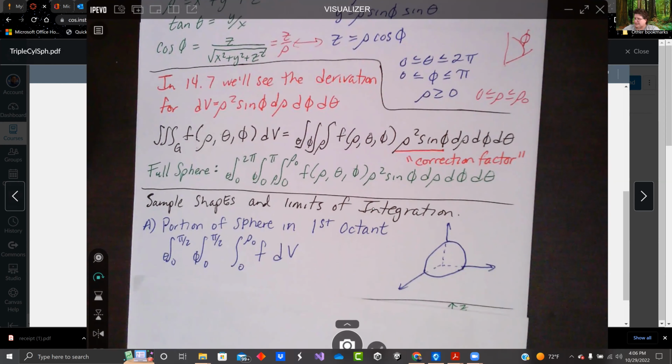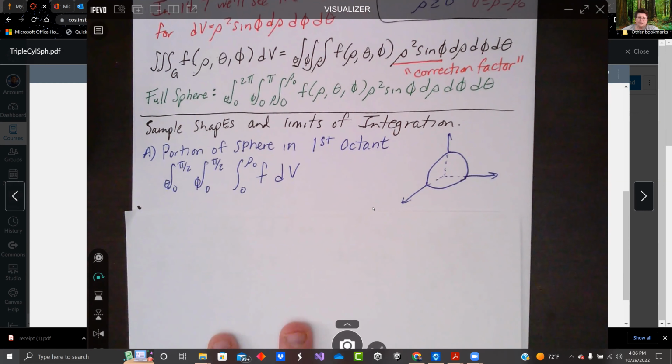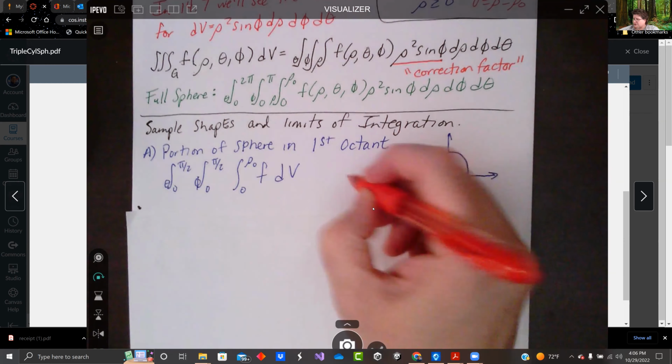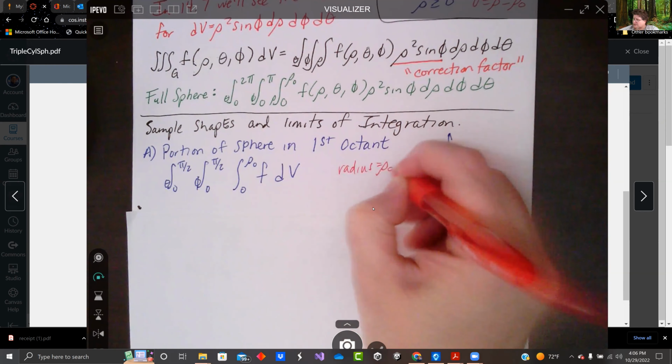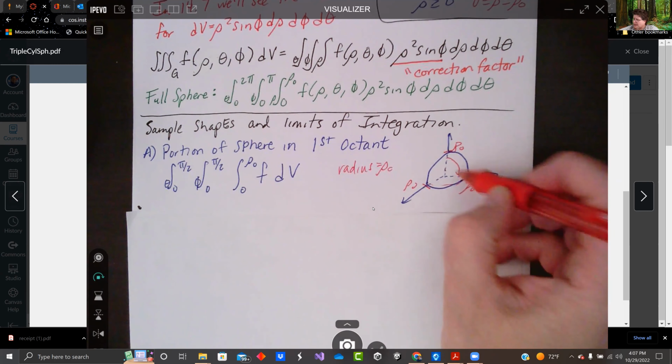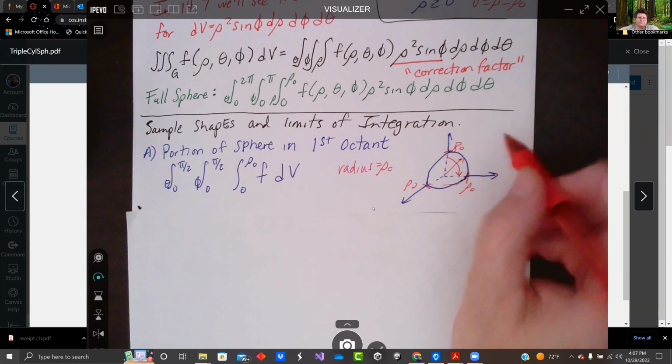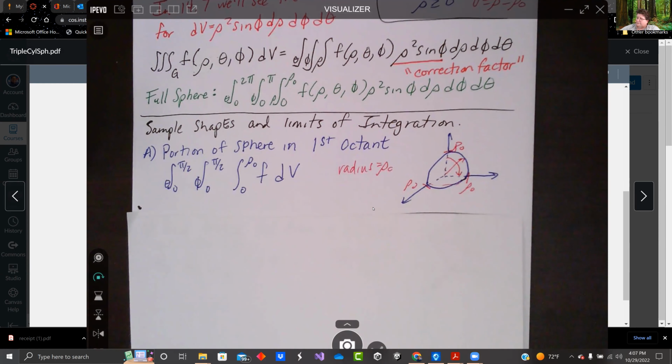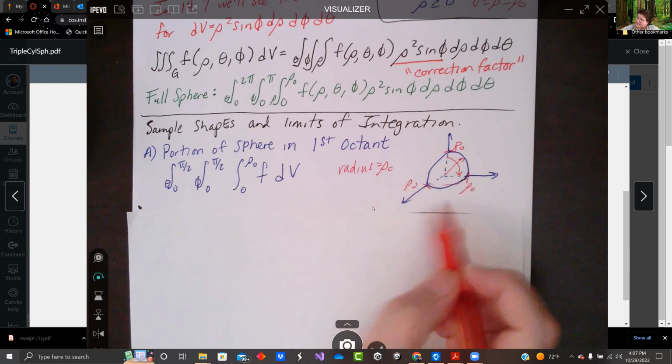So let's look at some sample shapes. I think it's kind of helpful. If we have a portion of a sphere in the first octant, so it's got a fixed radius, the sphere's got a radius of rho naught. So that's rho naught, that's rho naught for z, and y's got rho naught there. So we're only sweeping in theta from 0 to pi over 2, because it's from the x-axis to the y-axis. Phi starts here and rotates down to the xy-plane. That's only pi over 2, so 0 to pi over 2. And radially, we're going outward from 0 to rho naught. Okay. What the function is doesn't matter.